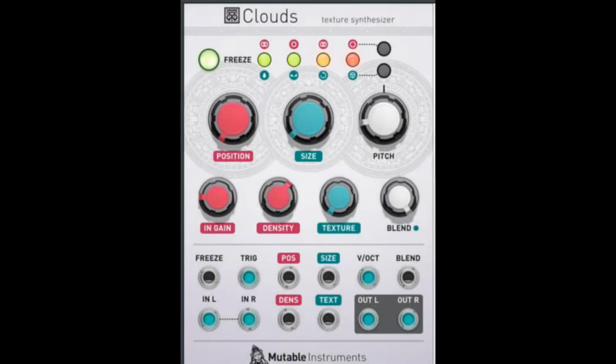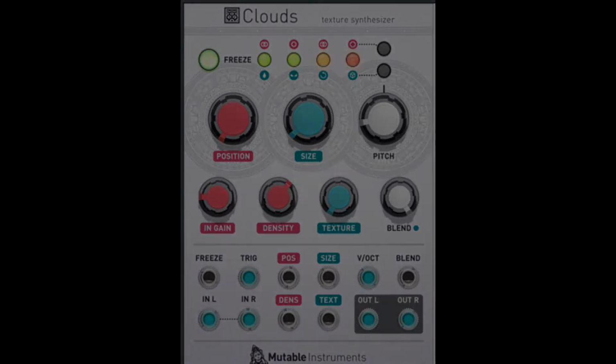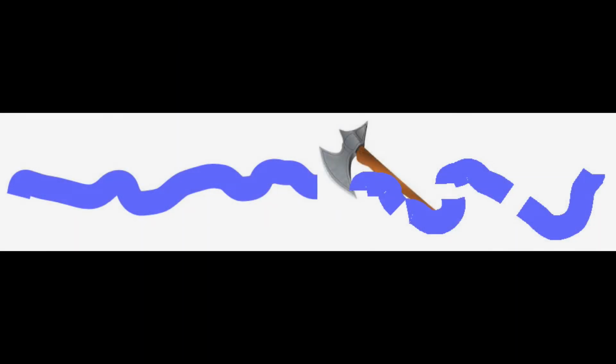Mutable Instruments call their module a texture synthesizer. Well, it's all about granular synthesis, and because I promised that everybody would be able to follow my series, even without a deeper knowledge, or knowledge at all, about the things I'm showing, I'm going to explain some basic things about the concept of sonic grains. By the way, it was back in July 2016, more than 2 years ago, when I started this series and made my promise.